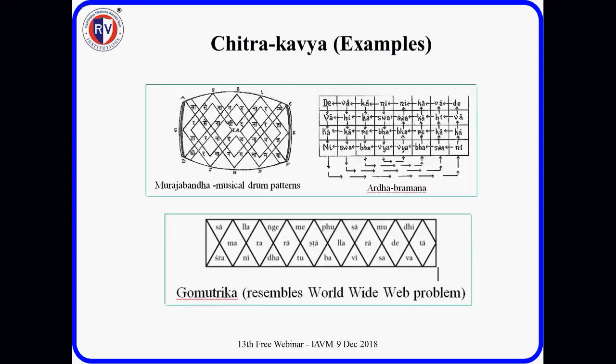The first one represents a musical drum pattern, and the second one is representing Ardha Brahmana. You can see when you take the movement here, it will not go up to all the 8 squares. Like if you take 8 by 8 squares, we are going to move only half of that, like this, which is Ardha Brahmana. Next one is Gomutrika, which resembles the World Wide Web, the connections like this.